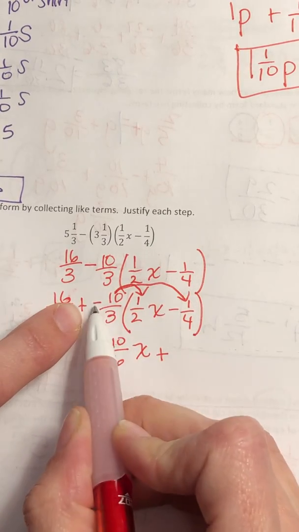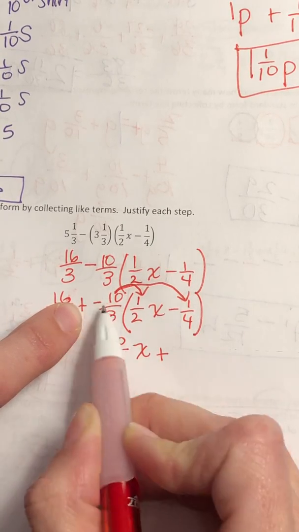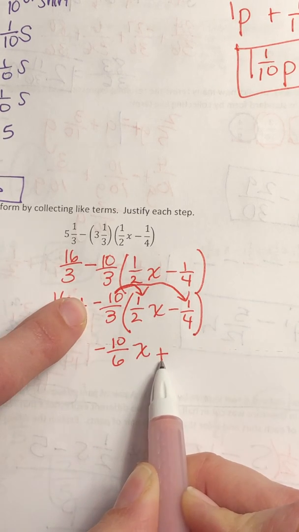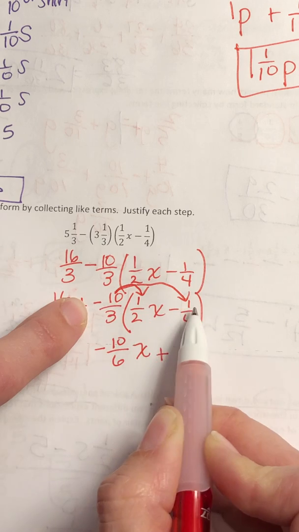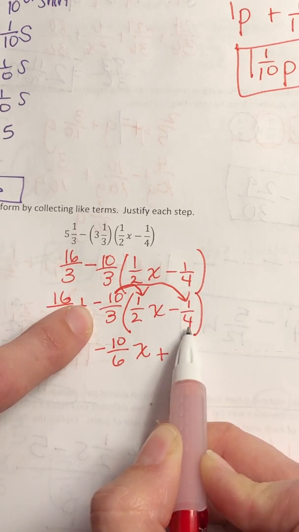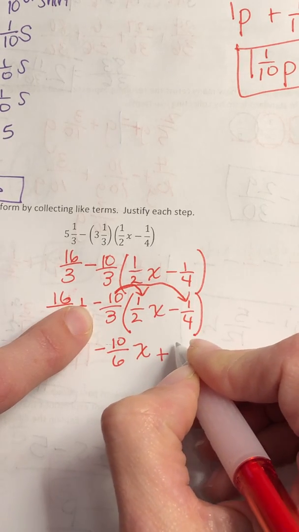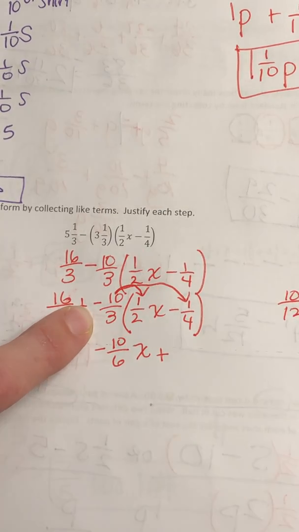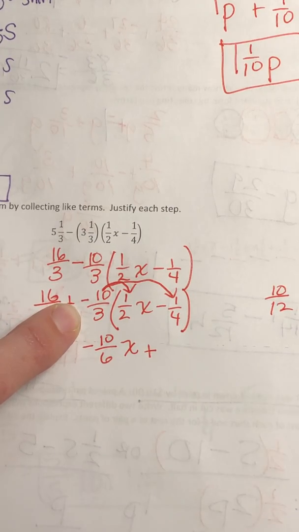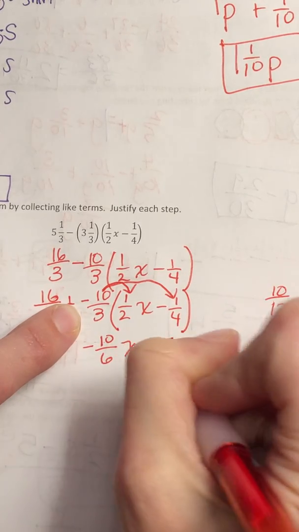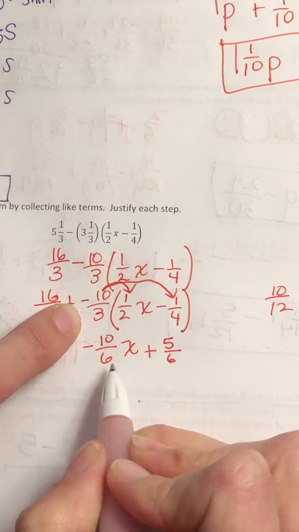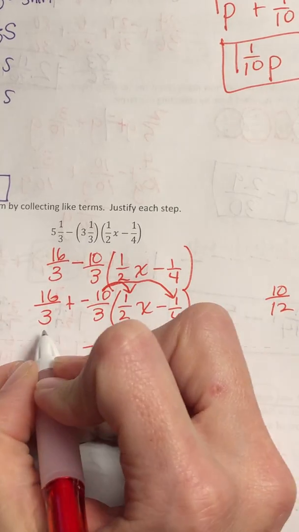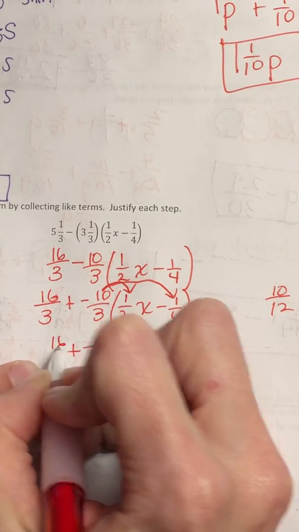So we're going to distribute the negative 10/3 multiplication to the negative 1/4. A negative times a negative is a positive, and 10/3 times 1/4, multiply straight across, we get 10/12. Think about 10/12 though. We can reduce that down to 5/6. Notice that helped us because now we have our common denominator. And I'll bring down that beginning fraction.